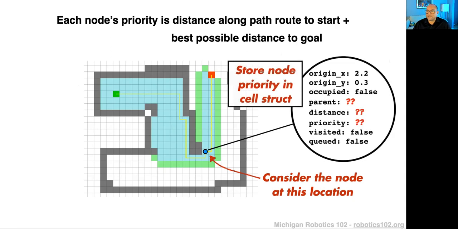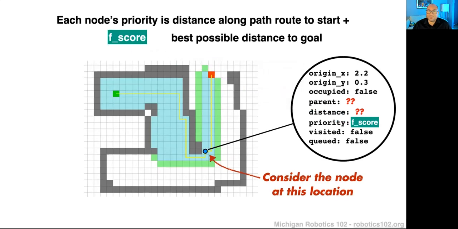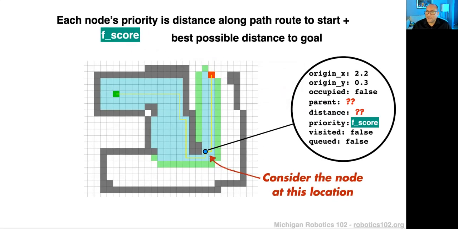For that node, we have to expand what we're storing in the cell structure. In addition to the parent and the distance, we also have to consider the priority. For A star, we consider this priority to be what's called an F score. The F score will be the priority that we assign to this node. By the time we get to this point, you're seeing the search after it's all done, but let's say we're trying to enqueue this node.